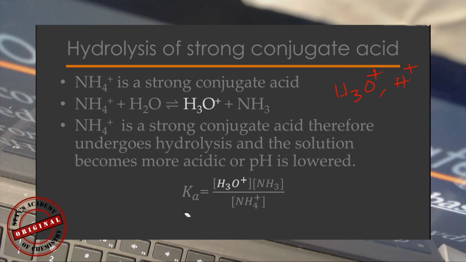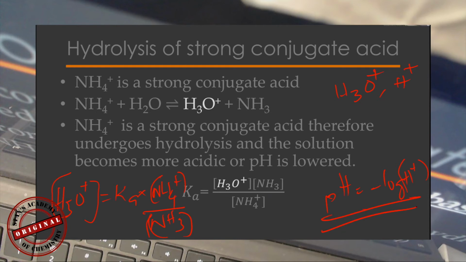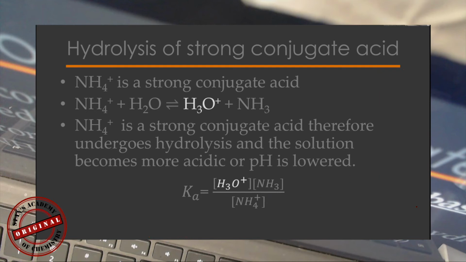So you can rewrite this equation as [H3O+] equals Ka times [NH4+] divided by [NH3]. We can also do that, right? And find out the concentration. And once you have that, then you can calculate pH equals negative log [H+]. You can use this equation and determine the pH of the solution. So if you know the molar concentration, you also need to have the Ka value, okay?